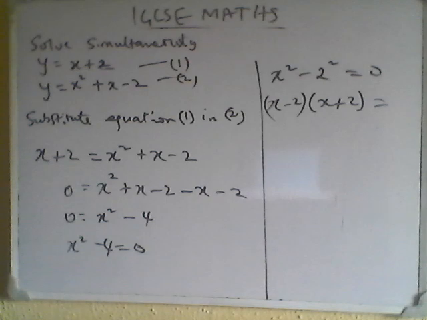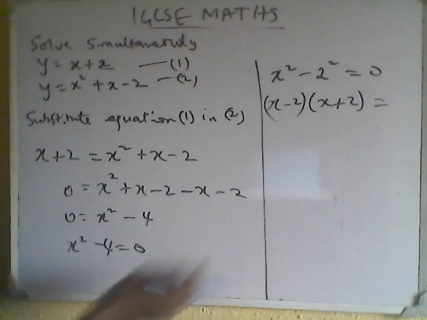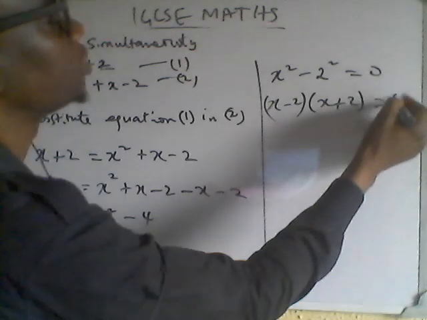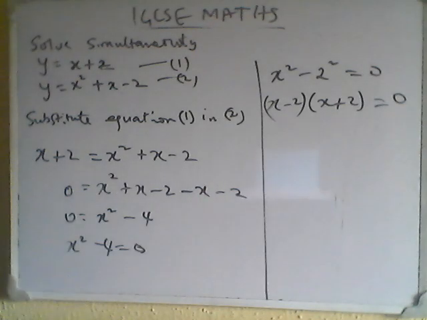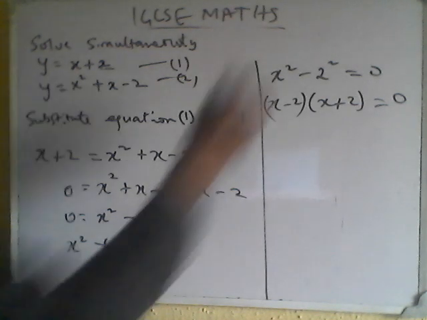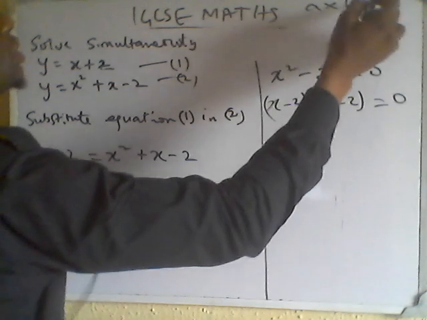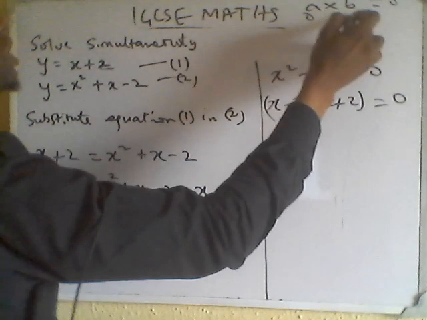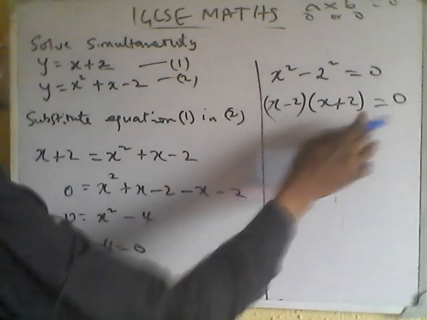So if you have a form like this where two factors are multiplying to give 0, either one of them is 0 or the other is 0. When you have two numbers multiplying themselves, if I say a times b is equals to 0, either a is 0 or b is 0. So I'm going to apply that principle here.